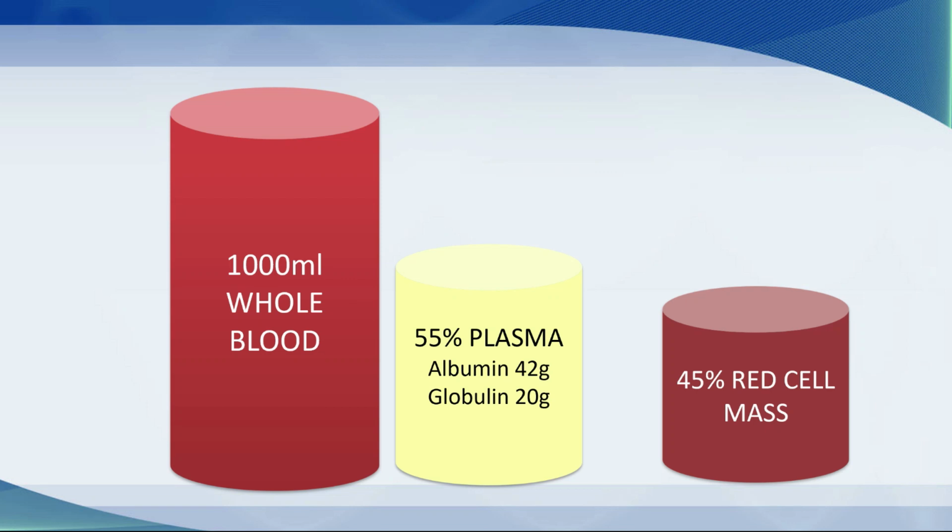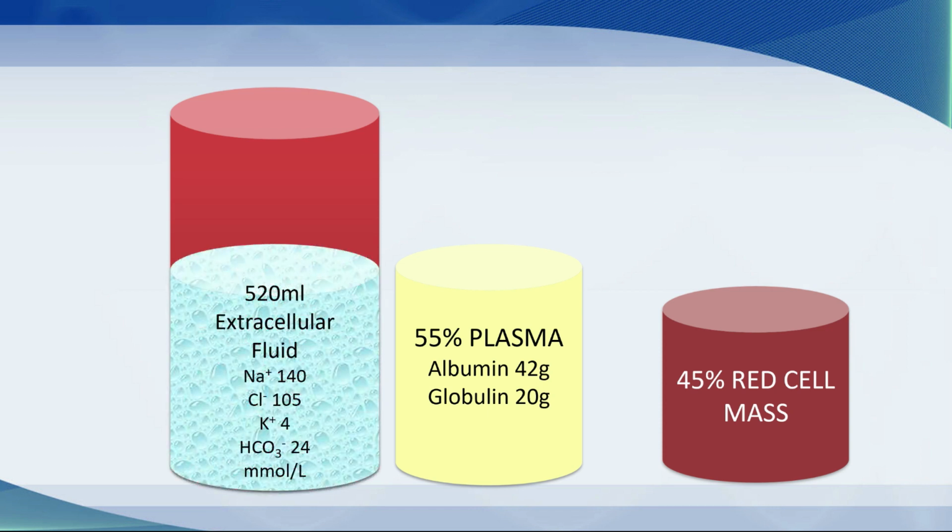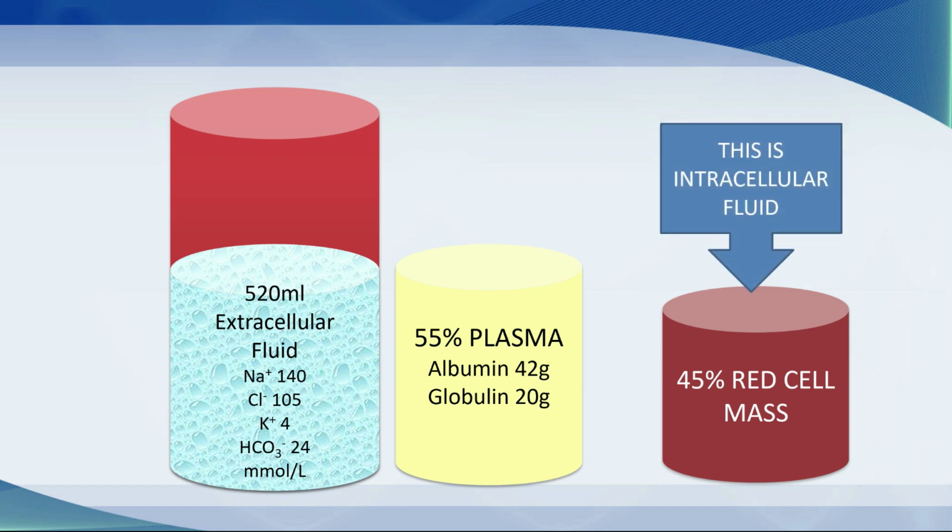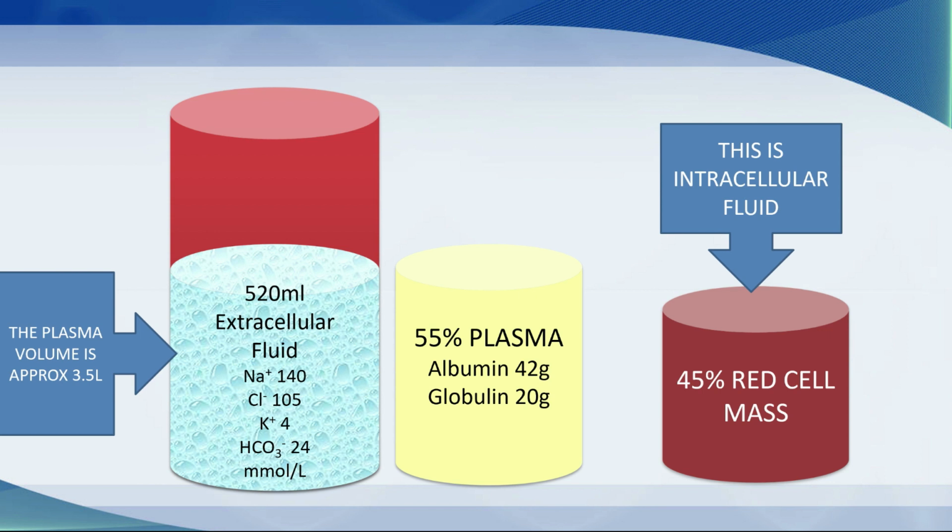And then the rest is 55% plasma that contains about 60 grams of protein. 2/3 of that is albumin, 1/3 of that is globulin. And the rest of what's left in the blood is extracellular fluid that contains 140 of sodium, 105 of chloride, 4 of potassium, 24 of bicarbonate. The plasma volume is only about 3.5 liters. The rest is red cell volume, obviously.